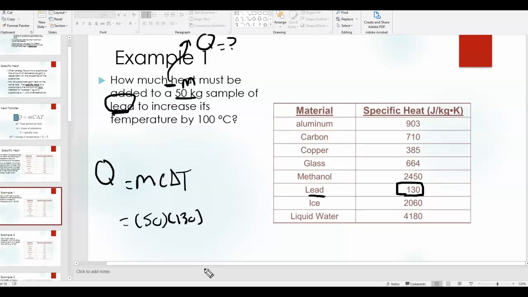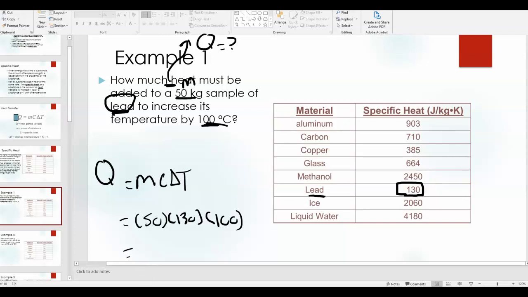Now, normally delta T is the final temperature minus the initial temperature, but here they actually give me delta T because it says increase by 100 degrees Celsius. That means delta T is 100 degrees Celsius. That doesn't mean the temperature is 100 degrees. It just means that the temperature changes by 100 degrees Celsius. And so for delta T, I'm just going to plug in 100, and then do this calculation. In my calculator, I'm going to do 50 times 130 times 100.